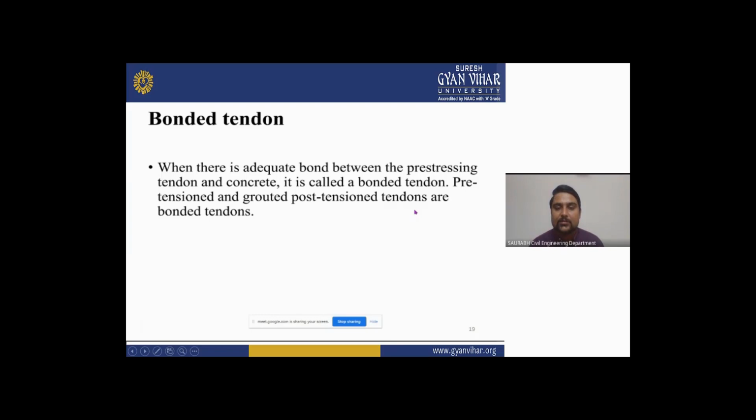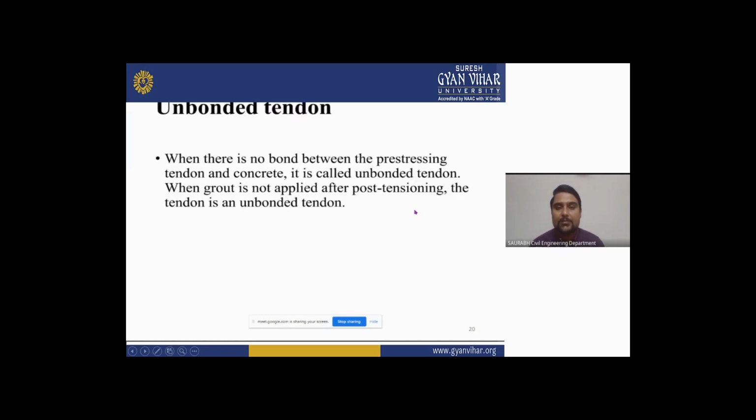Pre-tensioned and post-tensioned tendons are bonded tendons. Now we will see the unbonded tendons. When there is no bond between the pre-stressing tendon and concrete, it is called an unbonded tendon. When grout is not applied after post-tensioning, the tendons are unbonded tendons.